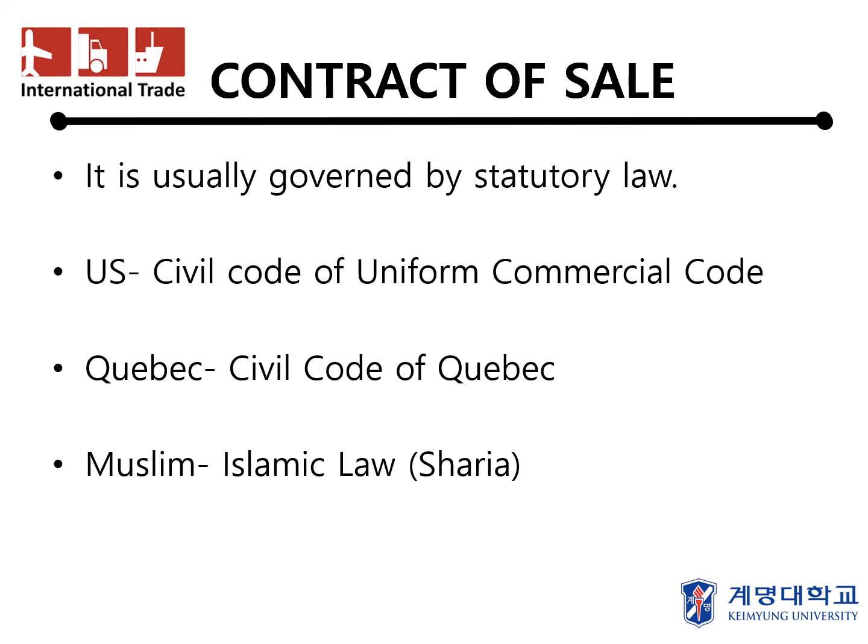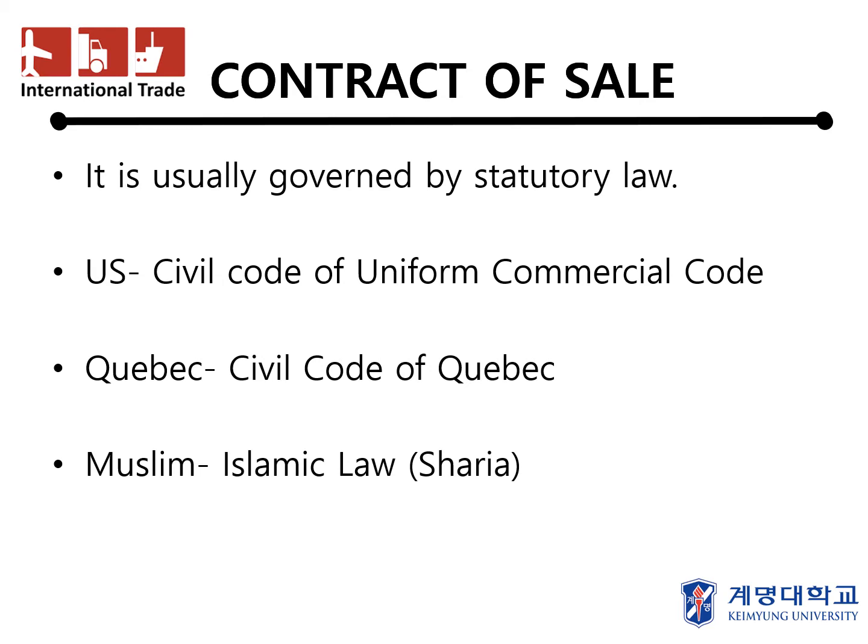In every country they have a different format of law, and different descriptions of the contract of sale. In the US they call it the Uniform Commercial Code. In Quebec they call it the Civil Code of Quebec. In Muslim countries they call it Islamic law or Sharia. Every country has a different format of contract of sales, and different rules and regulations on how you are going to conduct the business transaction.